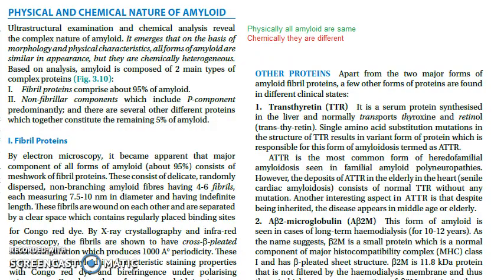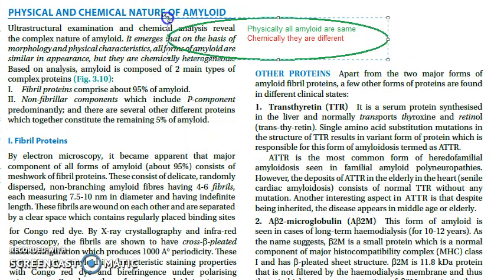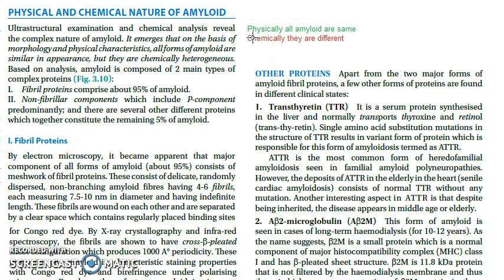Guys, we are in the chapter amyloidosis. So here we are going to now talk about the physical and chemical nature of amyloid. Now, what we are trying to tell you here is physically all amyloid are the same, but chemically they'll be different. Let me show you some diagram.